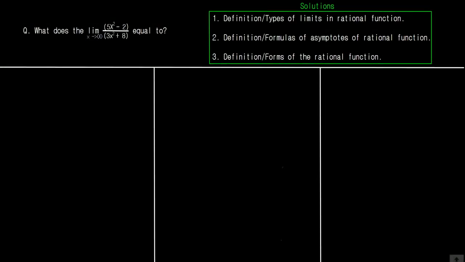So what is our question? Our question in this case is going to be, what is the limit as x approaches infinity of f of x, and what is that f of x? That f of x is going to be (5x squared minus 2) over (3x squared plus 8).